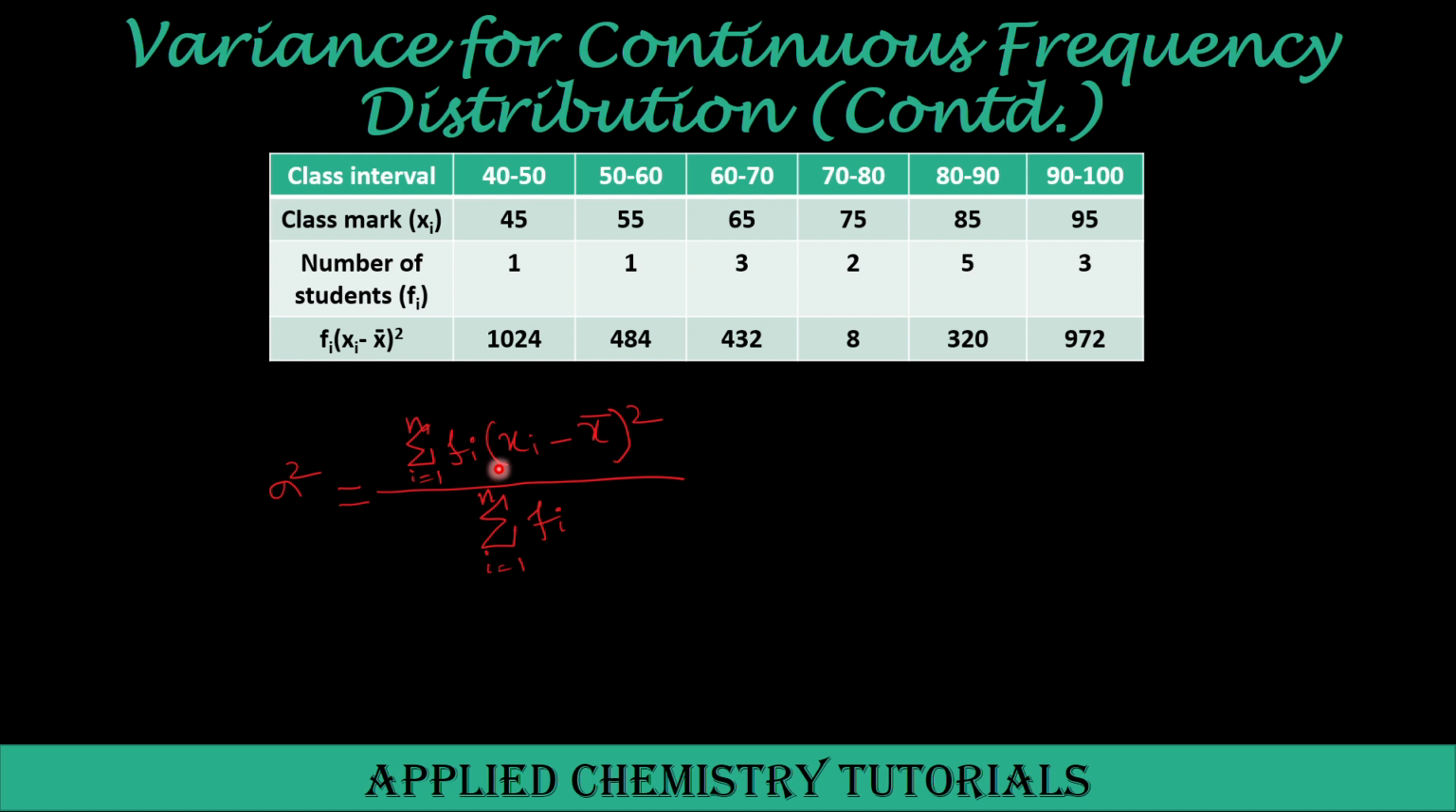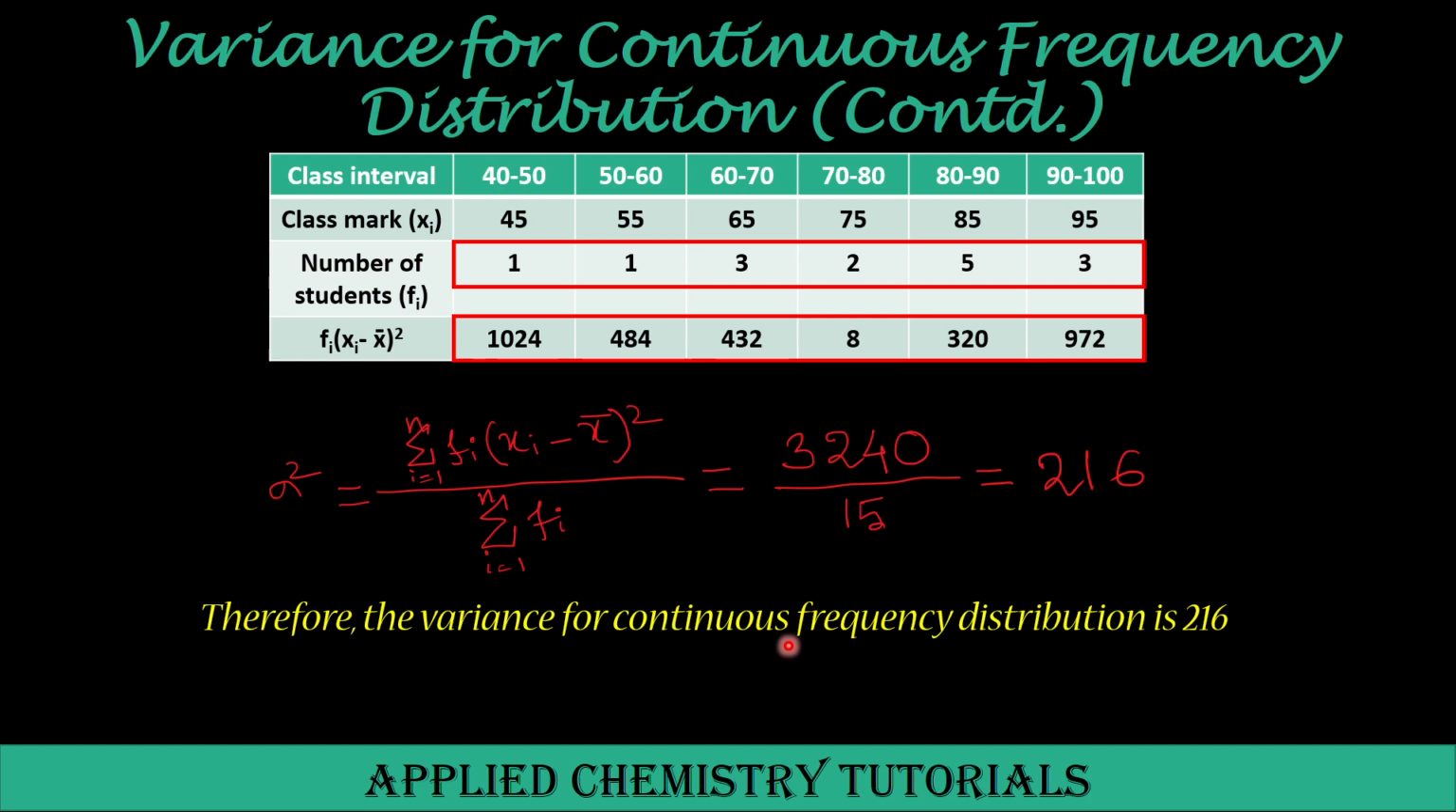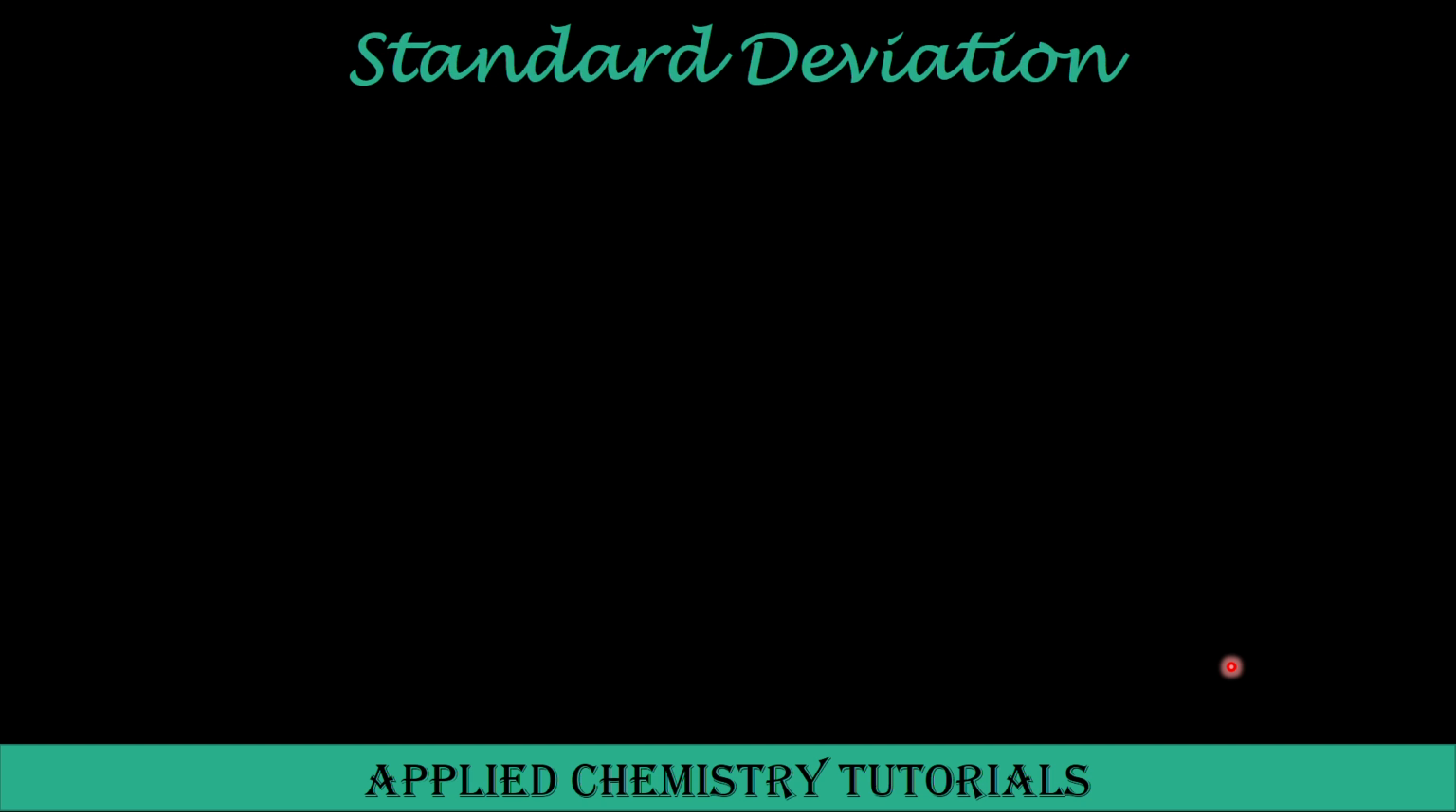So sigma square, or variance, is given as the summation of fi multiplied by xi minus x bar whole square, from i equals 1 to n, divided by the summation of fi from i equals 1 to n. We add all the fi multiplied by xi minus x bar whole square terms in the numerator, and all the fi terms in the denominator. The numerator adds up to 3240, and the fi terms add up to 15. So we get our variance as 216. We can say the variance for the continuous frequency distribution is 216.